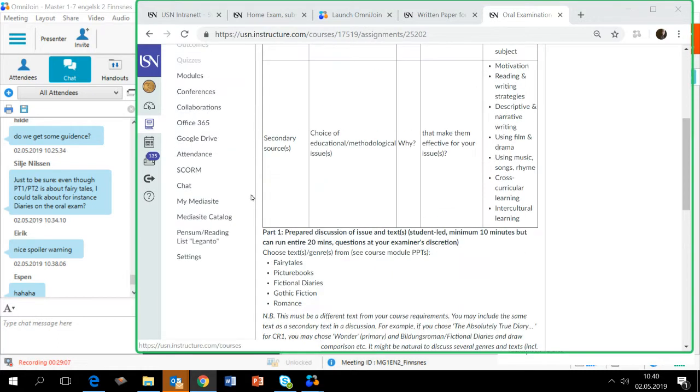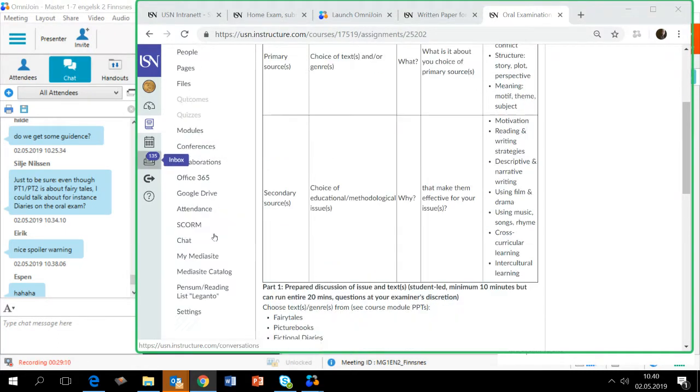Let's have a look at, whilst we're there, and we can connect that to your PTs.